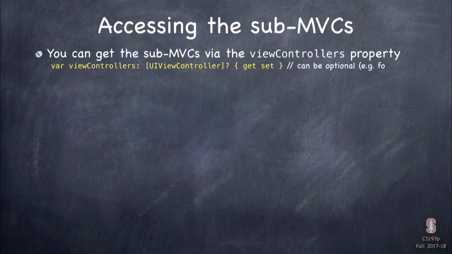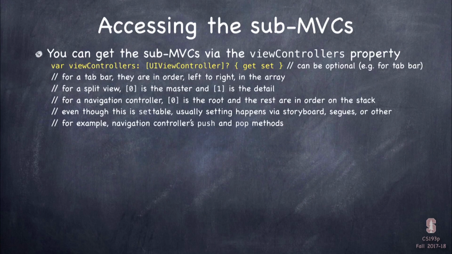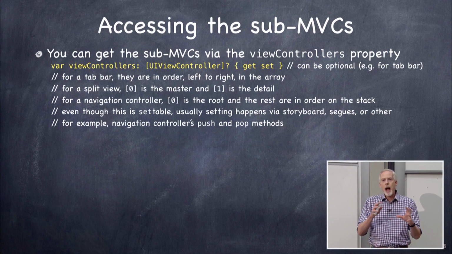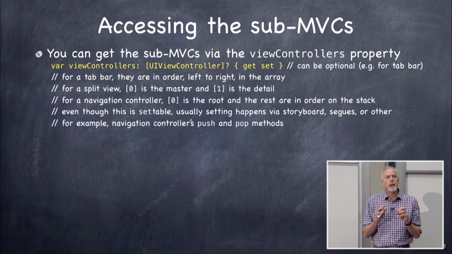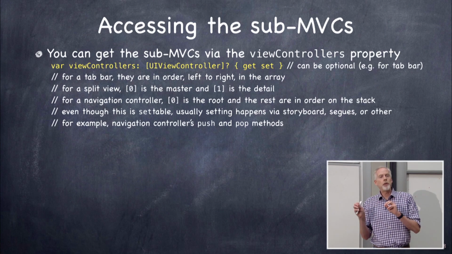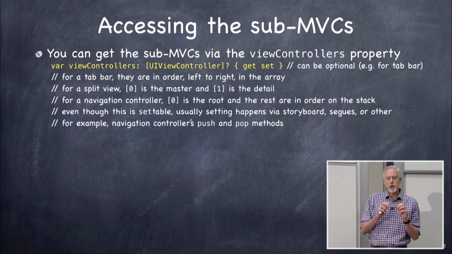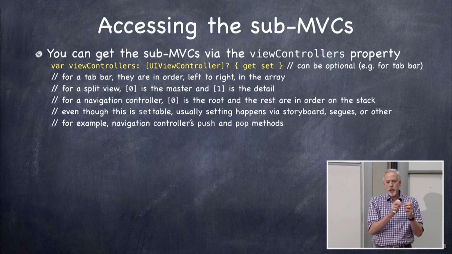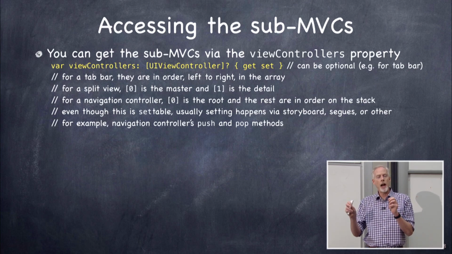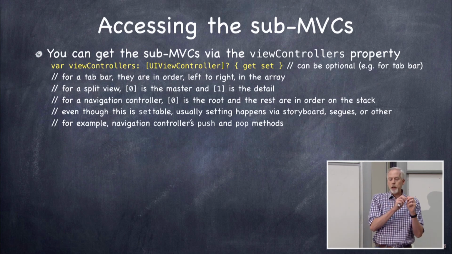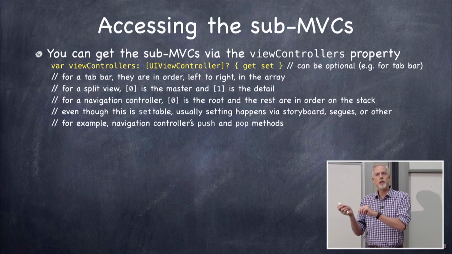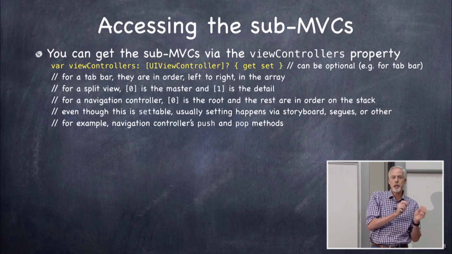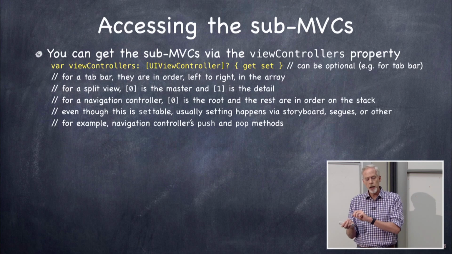Okay, so those are the three kinds of MVCs of MVCs. How do you get at them? Okay, it's really easy actually. Each of those three different kinds of MVCs has a var called view controllers. It's just an array of view controller. So for a tab bar, it's just the view controllers, 1, 2, 3, 4, in order, I think, from left to right, the tabs. If it's a split view controller, then view controller sub 0 is the master, and view controller sub 1 is the detail, or sometimes we say the first thing in the array is the master, and the last thing in the array is the detail.